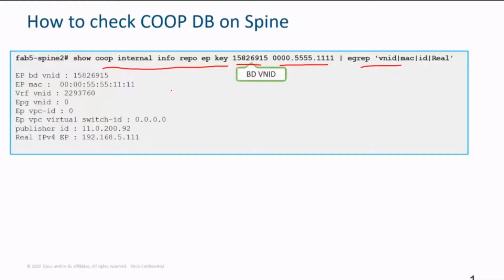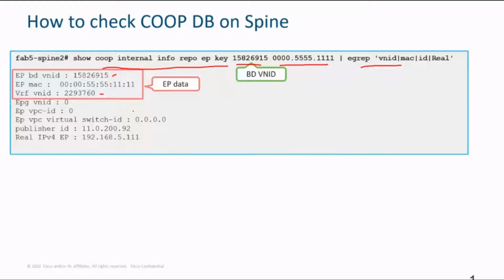There's a few things in here. We can see the MAC address. We can see its bridge domain VNID. We can see its VRF VNID. And I want you to look at the output here. I have a question. Can you tell which leaf switch has advertised this endpoint?